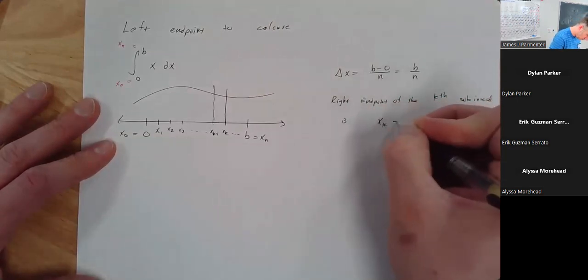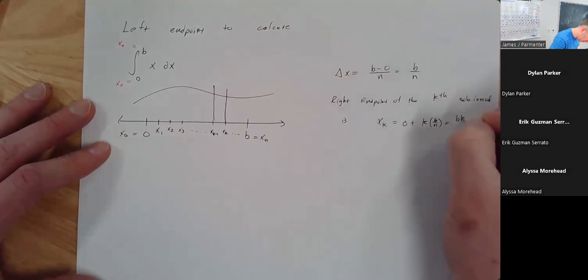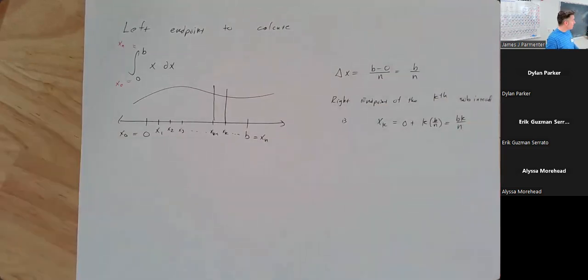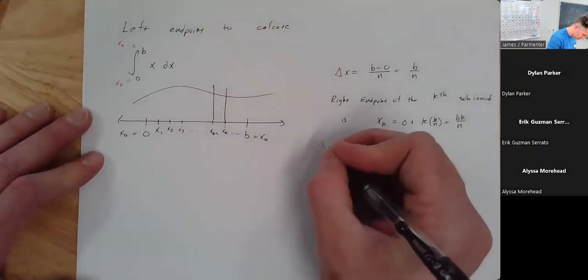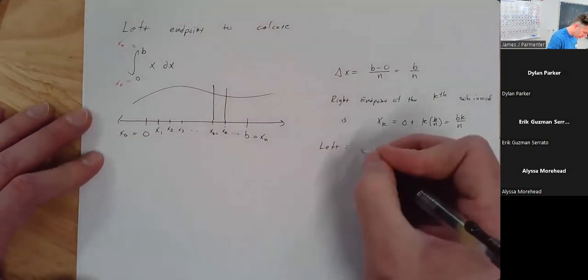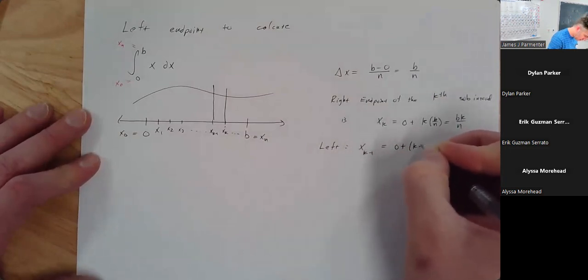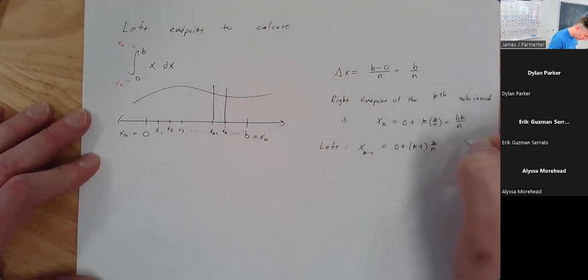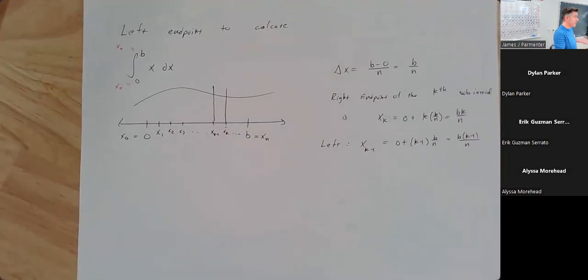x sub k, which is just 0 plus k times b over n, which I would write as bk over n. But I'm going to use left endpoints instead. So instead of using x sub k, I'm going to use x sub k minus 1. So the left endpoint is going to be x sub k minus 1, which is 0 plus k minus 1 times b over n. Or if you prefer, b times k minus 1 over n. It's the same process. We're just using that endpoint instead of the right endpoint.